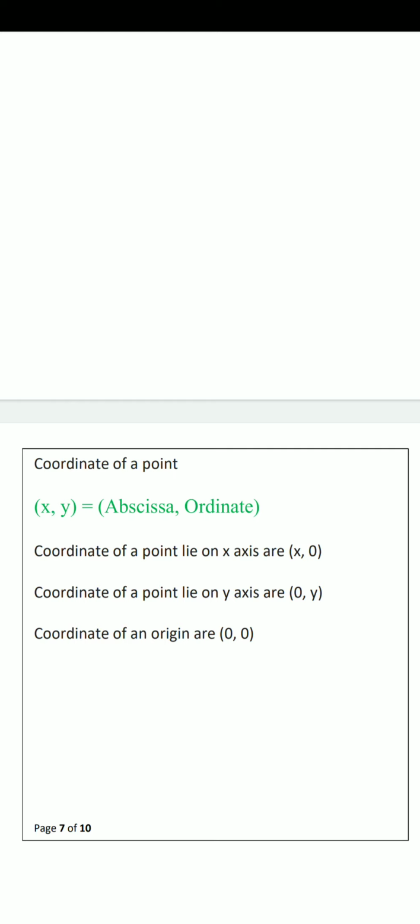Second, the coordinates of a point on the y-axis are (0, y). Here too, if any point is lying on the y-axis, it will not lie in any of the quadrants, so its coordinates will be (0, y). And the coordinates of the origin are (0, 0), meaning that is where the origin of both the axes lies. Its coordinates will be (0, 0), and it is generally represented by the capital letter O.